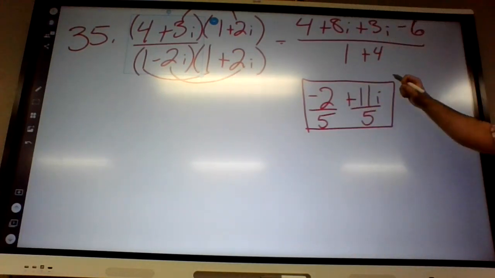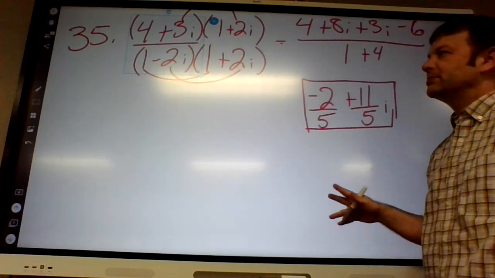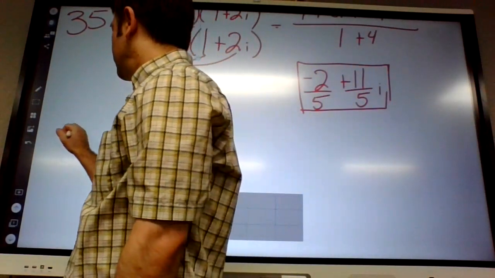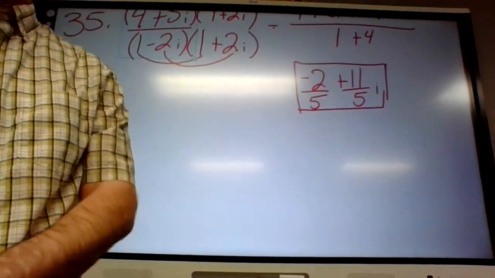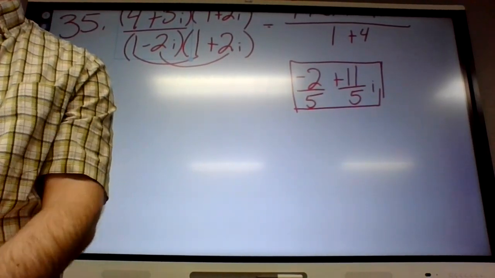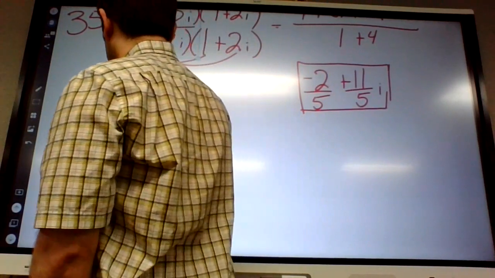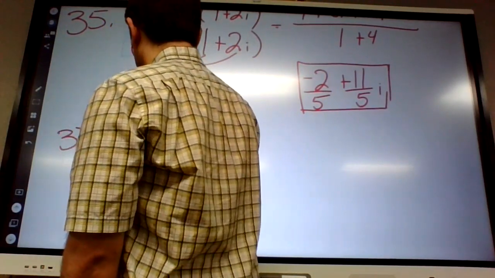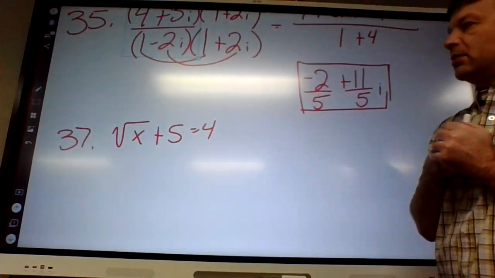And also the I can be written out here. 11/5 times I, whatever. 37, doesn't matter. Square root of x plus 5 equals 4. That's 38. Oops.